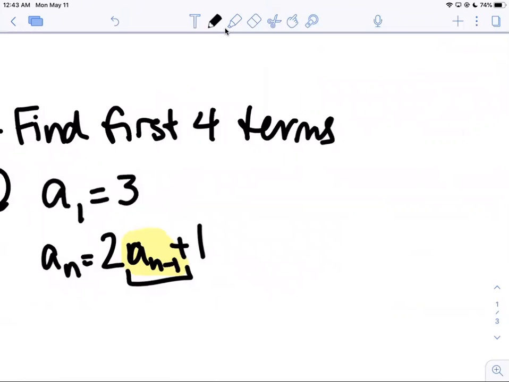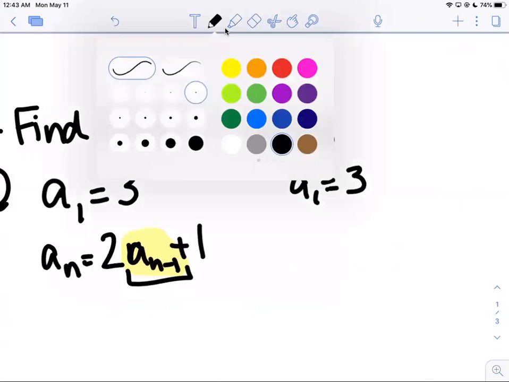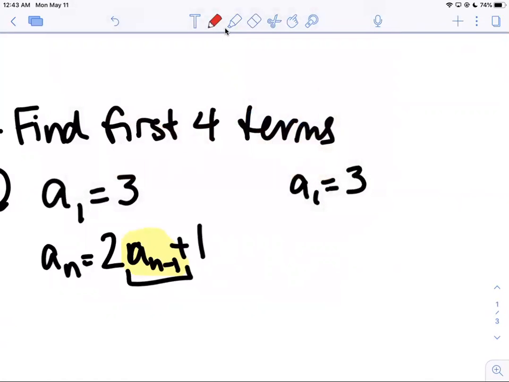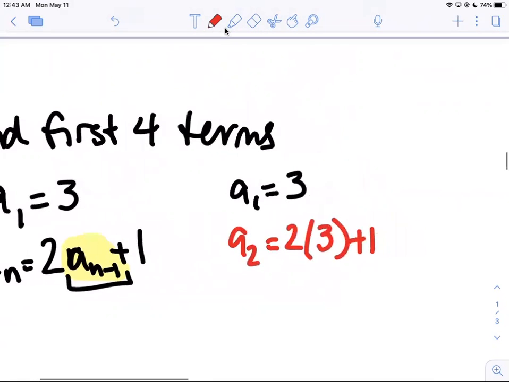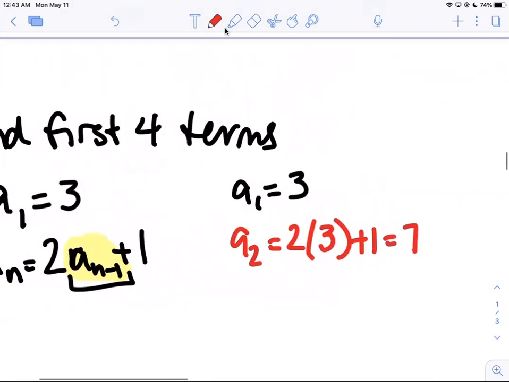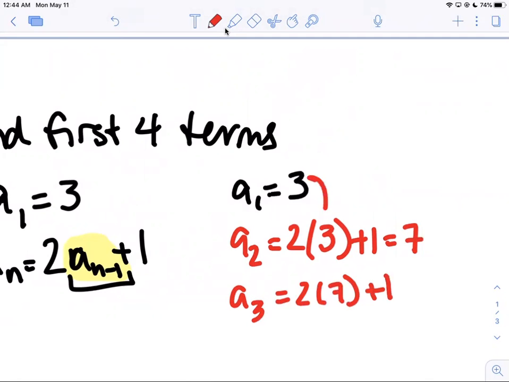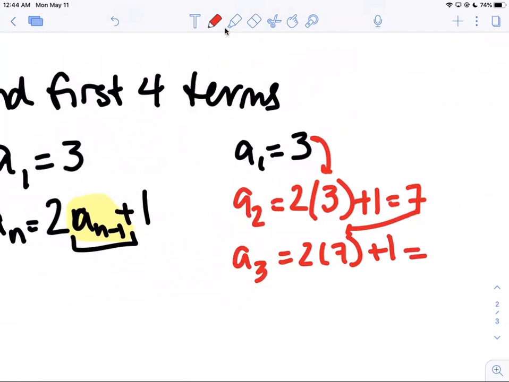So we're going to find the first 4 terms. We know a sub 1 is 3, so I'm just going to list that over here. I'll pick a different color so you can see the work being done. a sub 2 is going to be 2 times 3 plus 1. 2 times 3 is 6, plus 1 is 7. A sub 3 is going to be 2 times 7 plus 1. Again, you take the one in front of it, bring it down. 2 times 7 is 14. 14 plus 1 is 15.